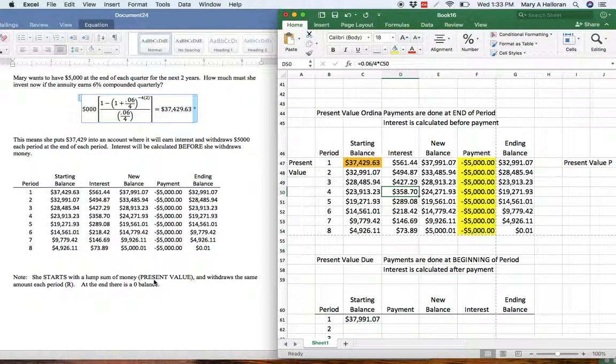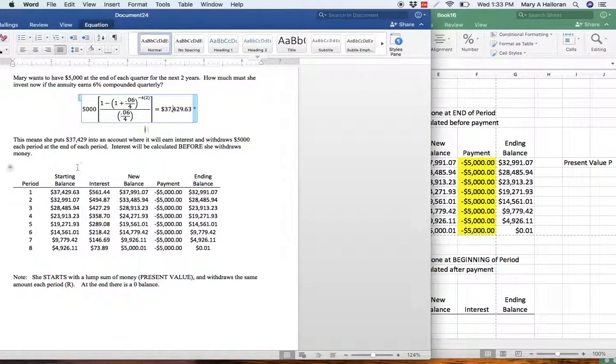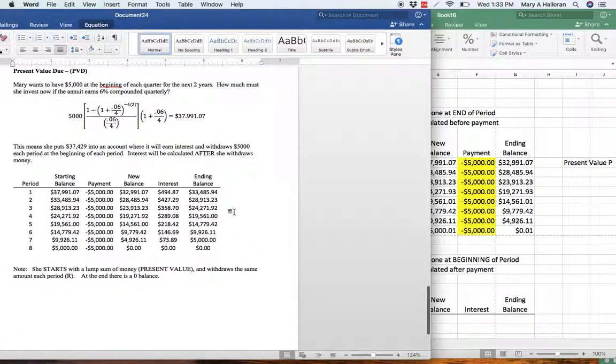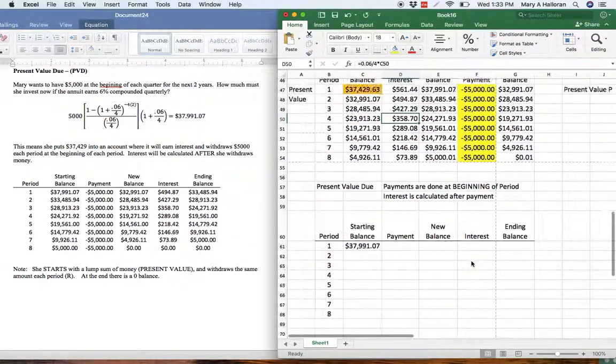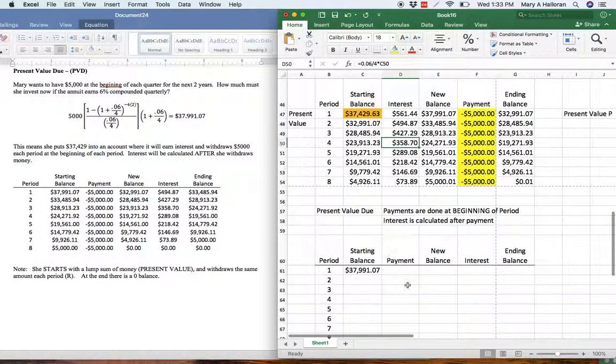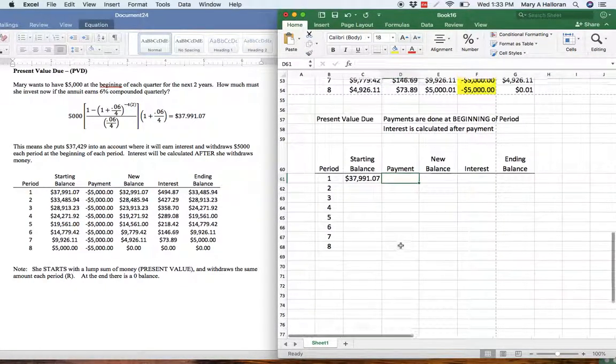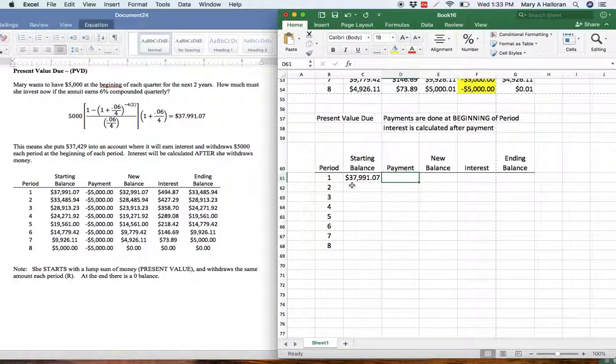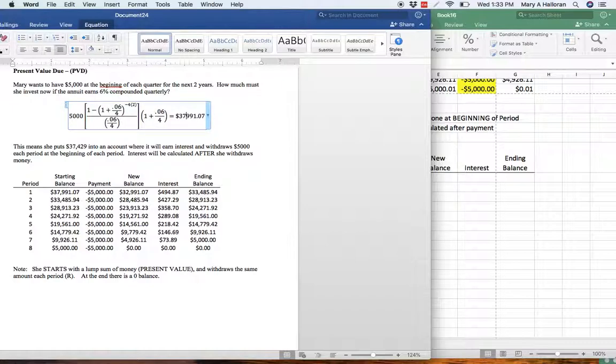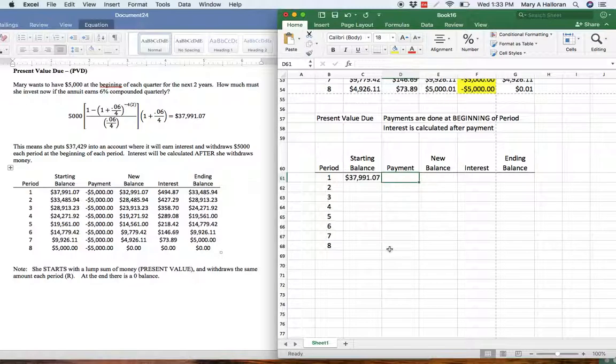Now the final scenario would be exactly the same as this, but instead of me taking the money out at the end, I'm going to take the money out at the beginning. And it makes sense. So if we do this, we'll come back here. We'll talk about that in a minute. So this says I'm going to start using this formula. Says I need to start off with $37,991.07.